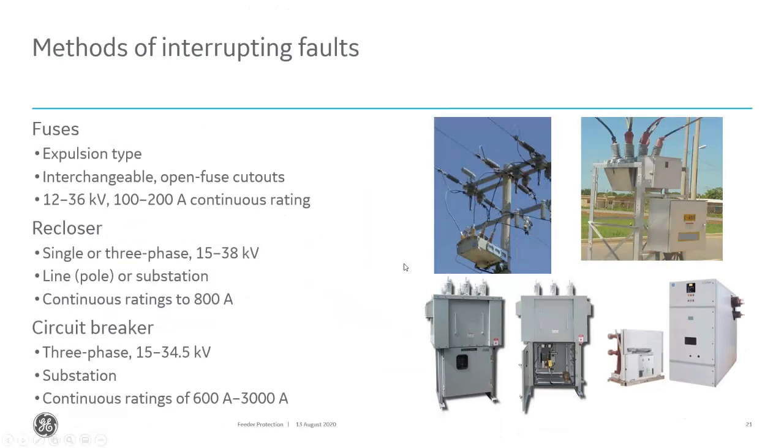So we kind of talked about this a little bit when we talked about breakers, auto reclosers, and fuses, but the various components of how do we interrupt faults? How do we take that fault out from the power system?